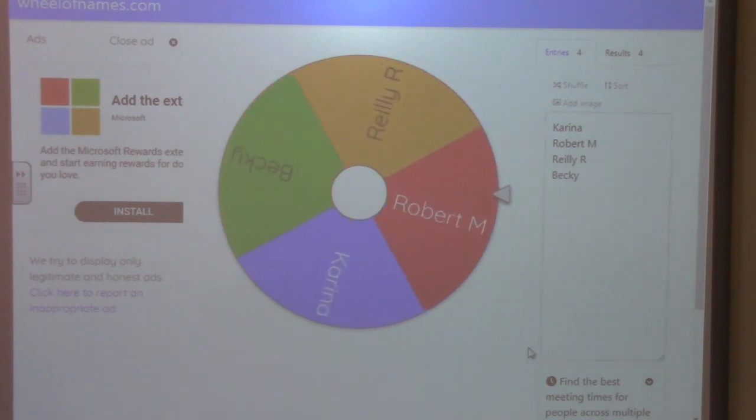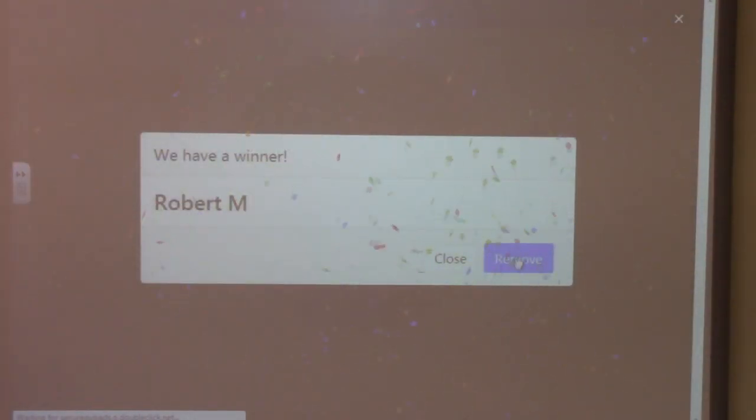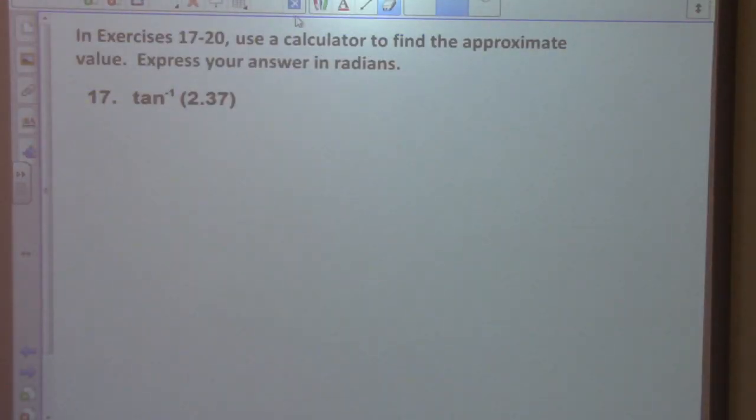It's going to be Robert. Okay, Robert, what'd you get for this one? 1.17. Yeah. Okay, and that's going to be radians. Okay, 1.17 radians. Next we have problem 18.